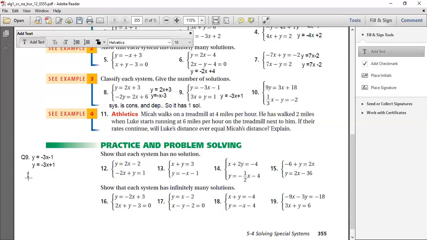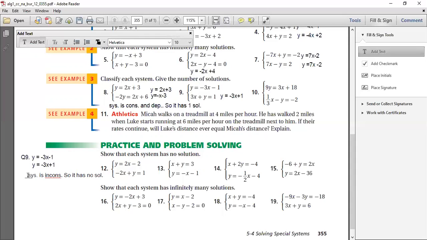So if there is no solution, the system is inconsistent. This is only for parallel lines, so it's inconsistent. Inconsistent, so it has no solution.